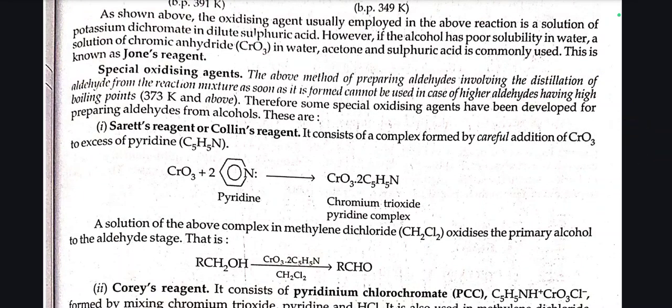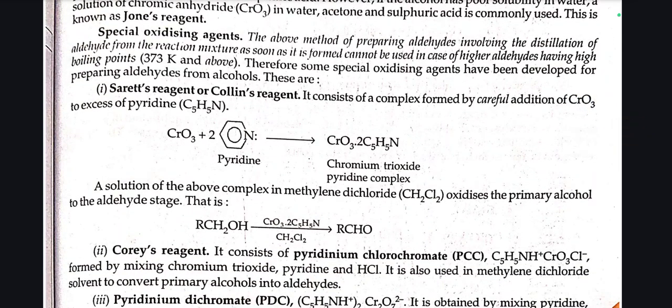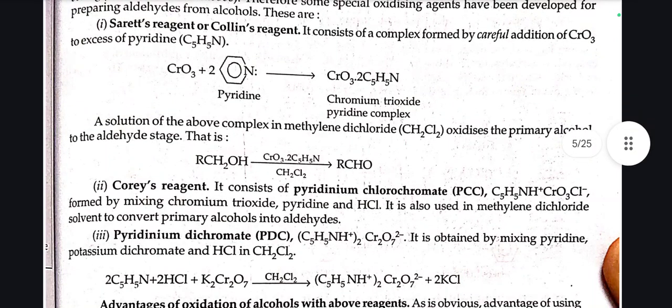It consists of a complex formed by careful addition of CrO3 to excess of pyridine C5H5N to give the chromium trioxide pyridine complex. A solution of the above complex in methylene dichloride CH2Cl2 oxidizes the primary alcohol to the aldehyde stage, that is, RCH2OH in presence of CrO3·2C5H5N and CH2Cl2 gives RCHO.